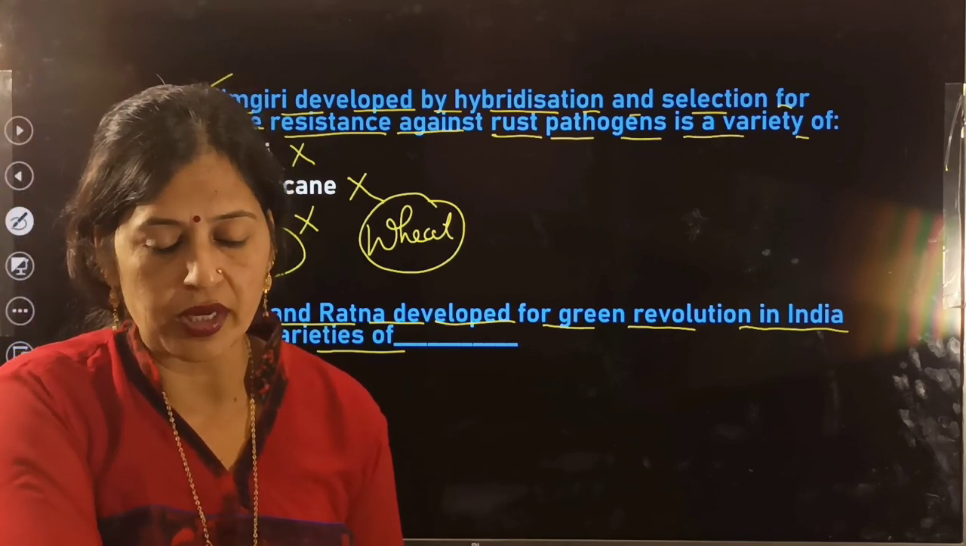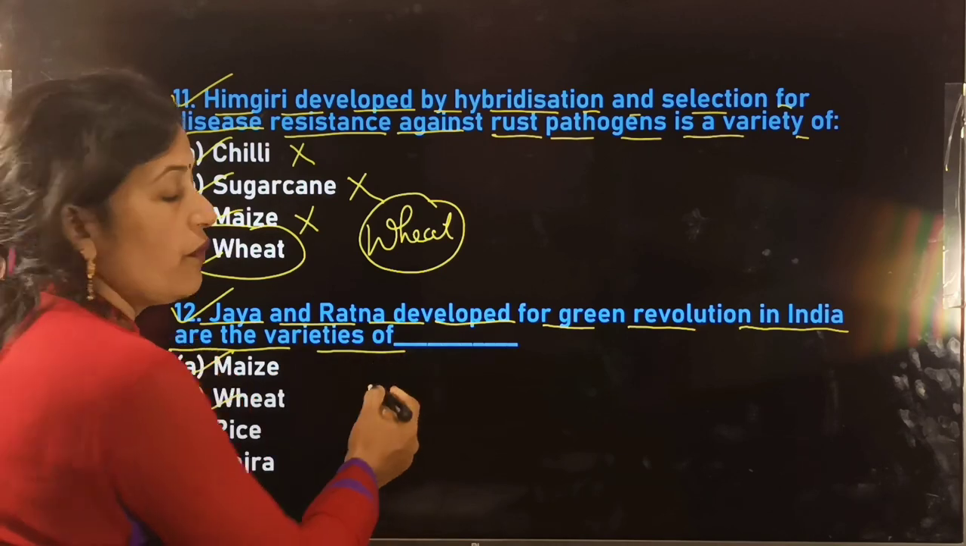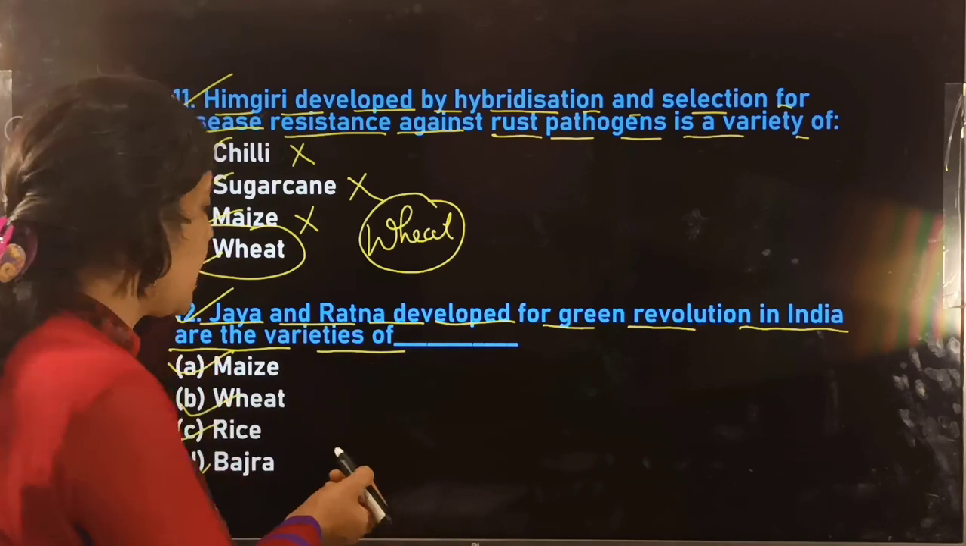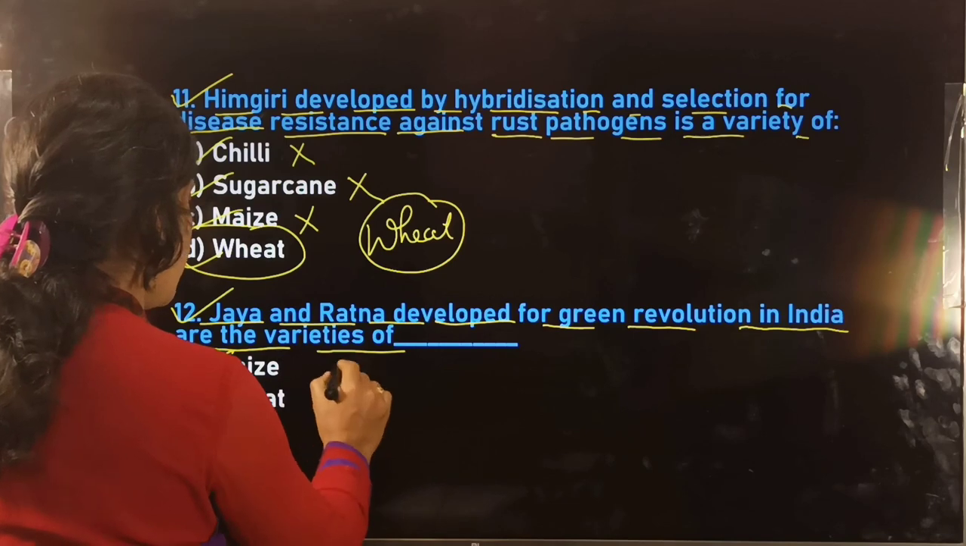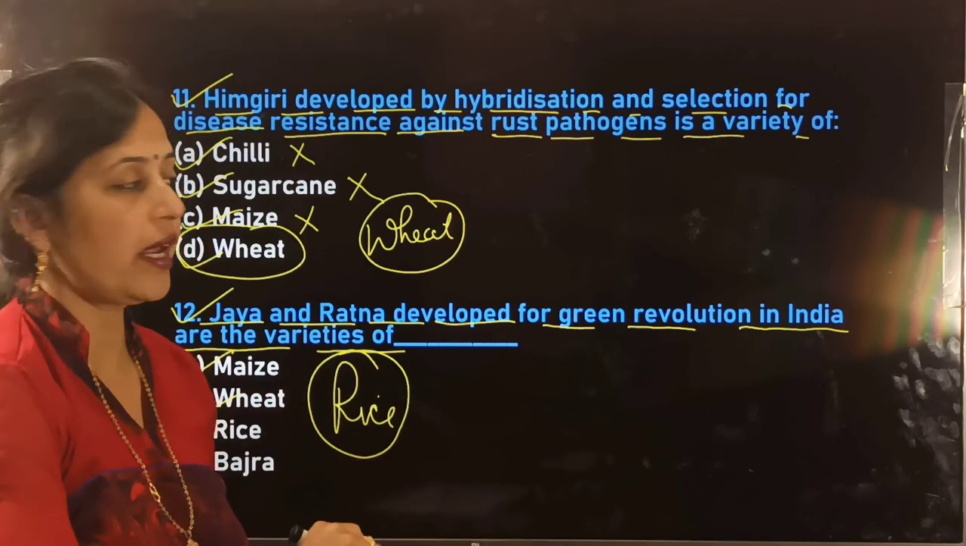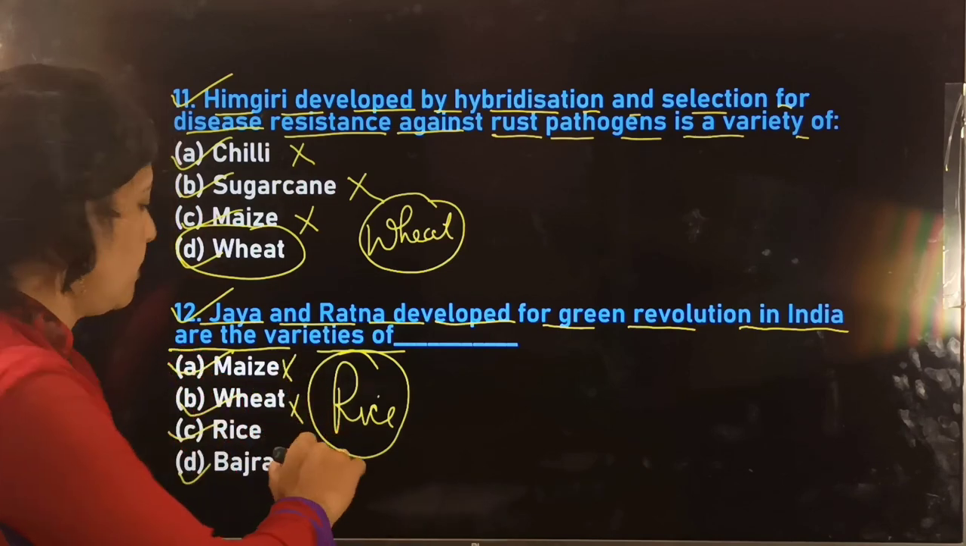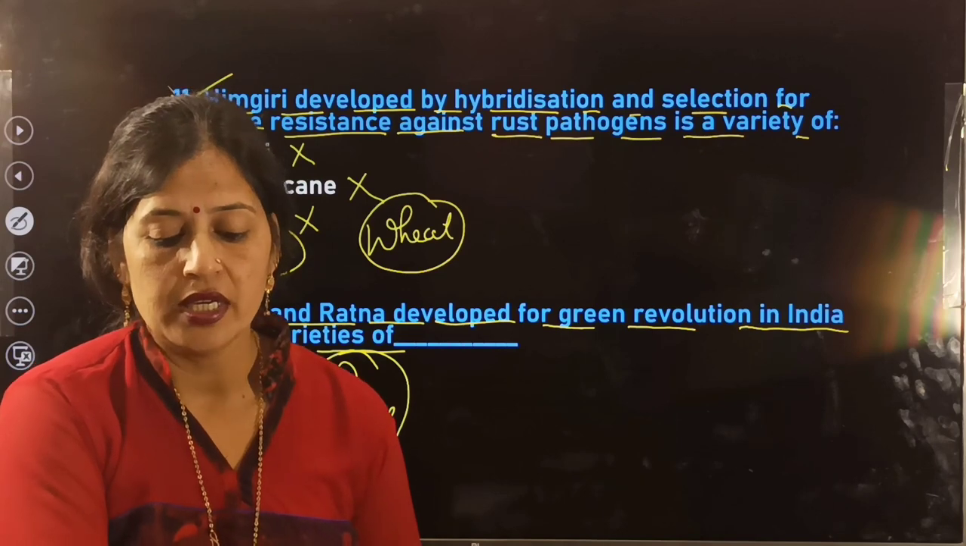And it is your question number 12. So Jaya and Ratna, developed specially for the green revolution in India, are the varieties of rice. These are the varieties of rice, not maize, not wheat, and even not bajra.